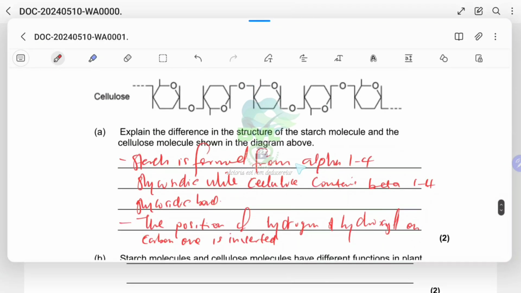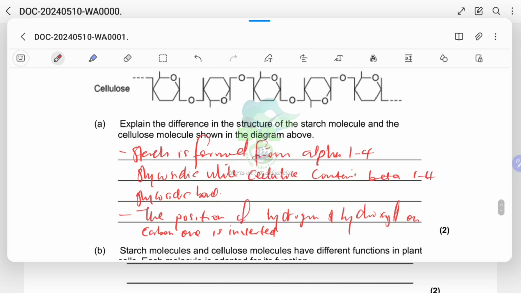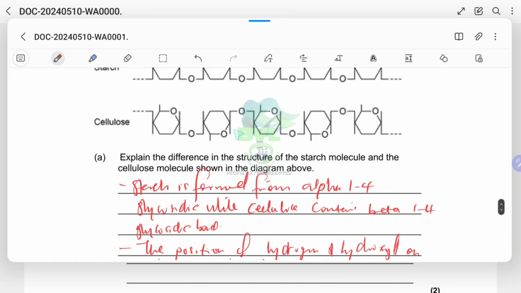So starch is formed from alpha 1 to 4 glycosidic bond, while cellulose is formed from beta 1 to 4 glycosidic bond, basically. Then the position of the hydrogen and hydroxyl group on carbon 1 of the glucose in cellulose is inverted. So you can see that it's upside down here. It's upside down in the sugar molecule, because beta molecule simply means that.